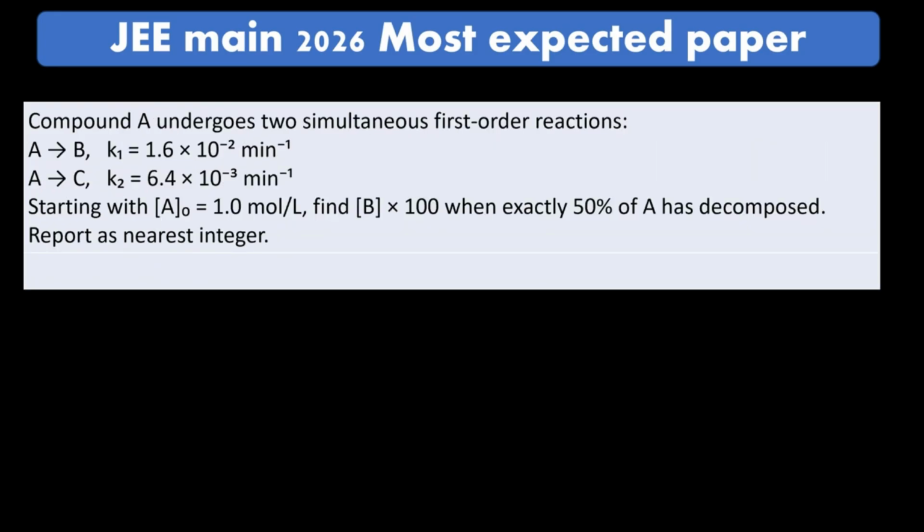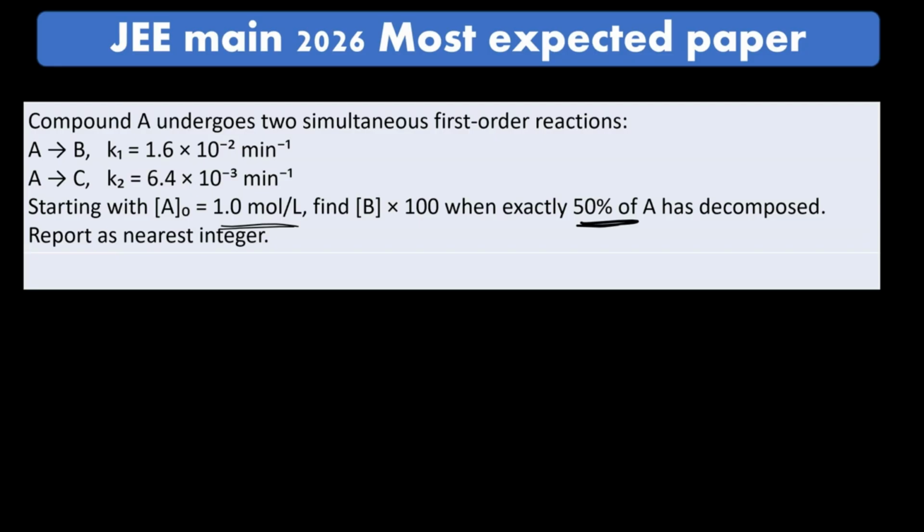Then the next one: compound A undergoes two simultaneous first order reactions. A gives B with K1, and A gives C with K2; the values are given. The starting A naught is 1.0. Find B into 100 when exactly 50% of the A has decomposed. So we have to find the value.